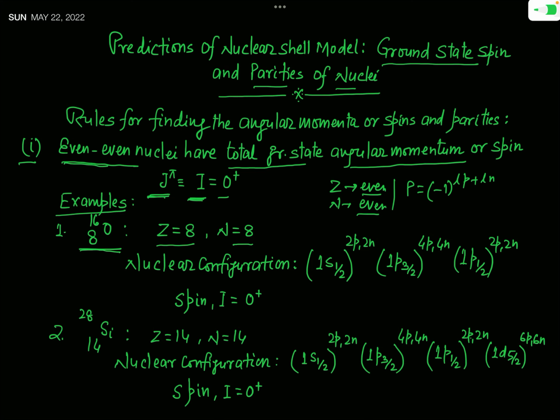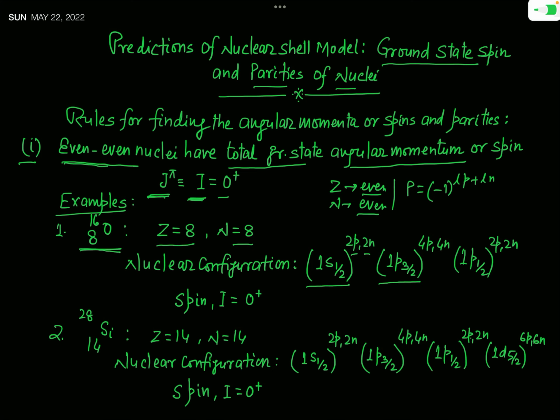You have seen already. So for the lowest energy level, the subshell is 1s, and this configuration is written as (1s1/2)^2p 2n. It means 1/2 is the value of J, and 2p 2n means 2 protons and 2 neutrons. It means in this first shell there are 2 protons and 2 neutrons. Okay. Now the second level is 1p3/2.